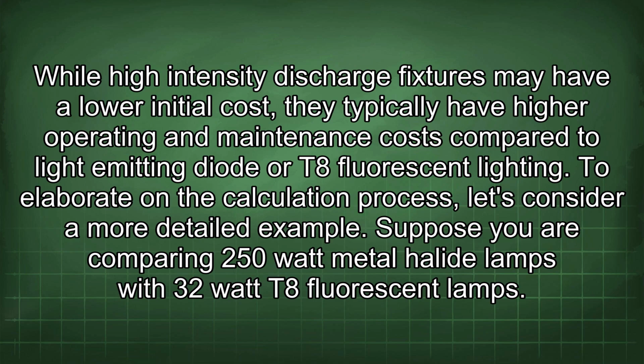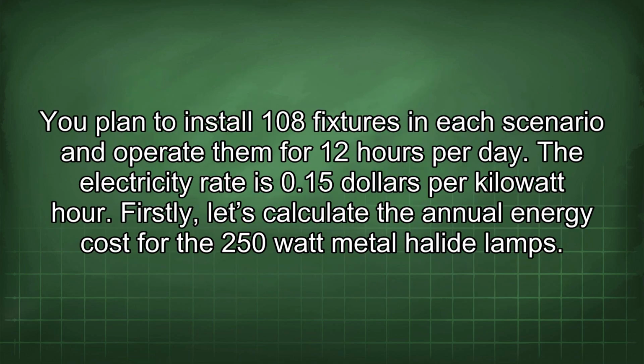To elaborate on the calculation process, let's consider a more detailed example. Suppose you are comparing 250-watt metal halide lamps with 32-watt Tate fluorescent lamps. You plan to install 108 fixtures in each scenario and operate them for 12 hours per day. The electricity rate is $0.15 per kilowatt hour.